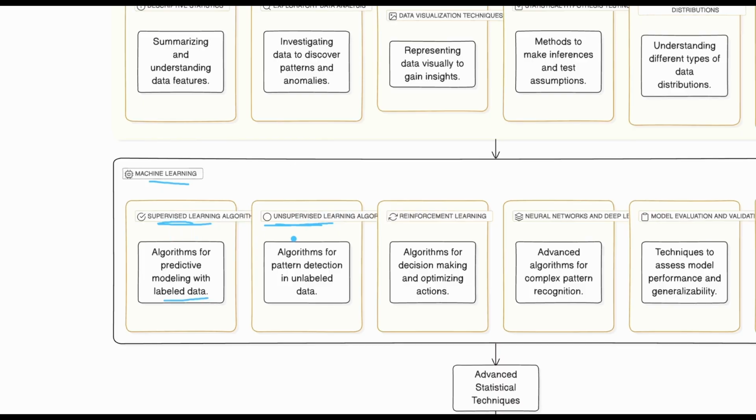But if you think about unsupervised learning, where you just get a dump of data, and let's say you're doing clustering analysis, where you don't have any labels attached to those customers, but you just want to find out what kind of clusters you can build out of these customers' data. So those are the two different types that you have in learning algorithms. Next, you also have reinforcement learning, which is an algorithm for decision making and optimizing actions. And of course, a few of the more advanced ones like neural networks, which is an advanced algorithm for complex pattern recognition.